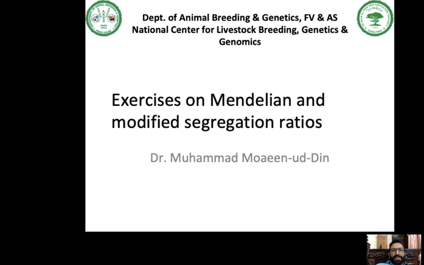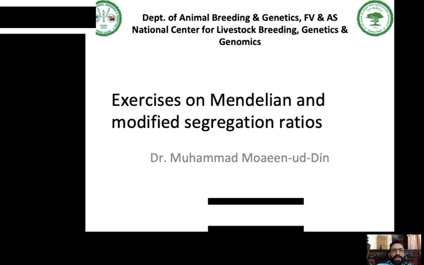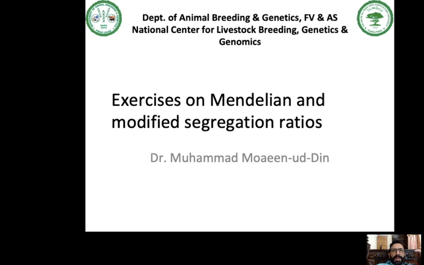This is practical number 4, exercises on Mendelian and modified segregation ratios. Modified means they are not basically following Mendel's laws, so that's why these are called the modified Mendelian ratios. You can correlate it with theory part number 5 and you would be better able to grasp the concepts.